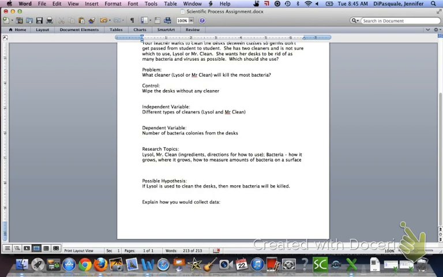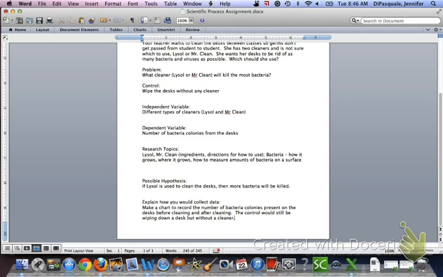How would you collect the data? Well, we'd make a chart to record the number of bacteria colonies present on the desks before cleaning and after cleaning. The control would still be wiping down a desk, but without a cleaner.